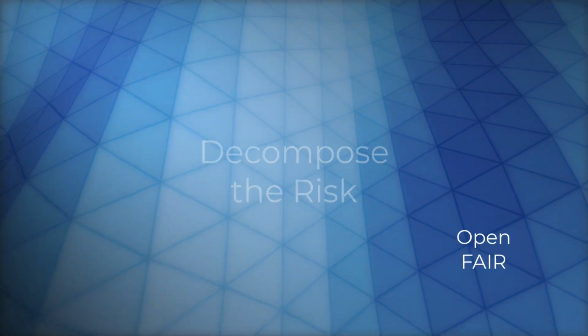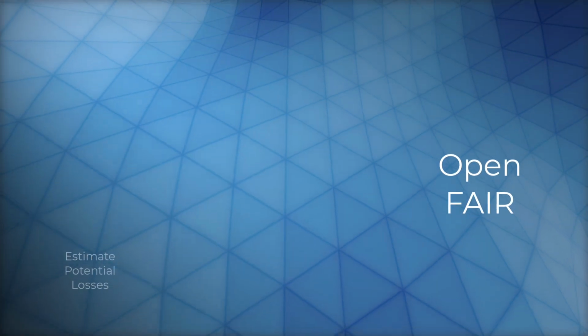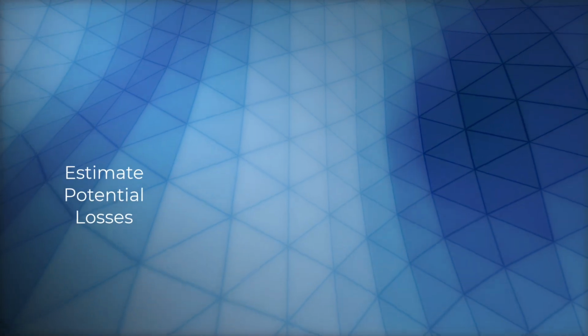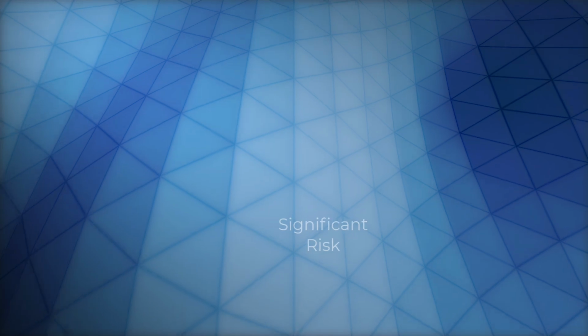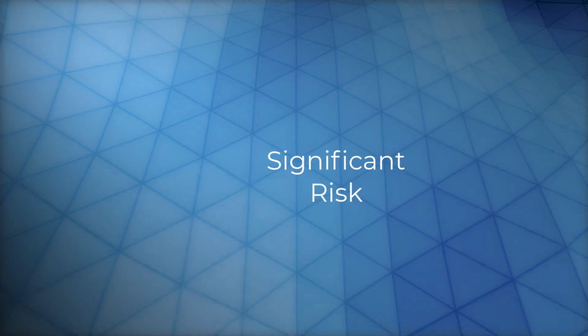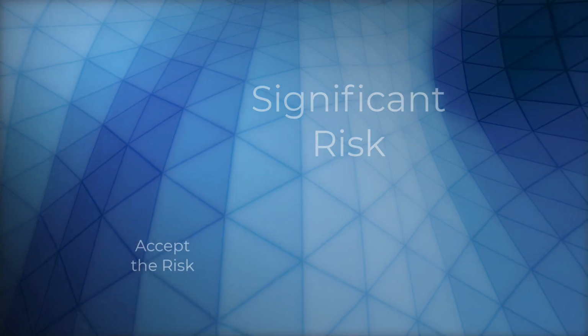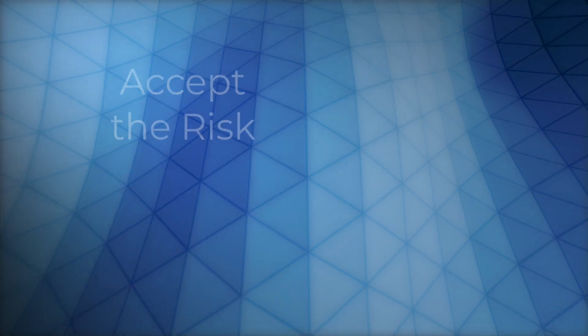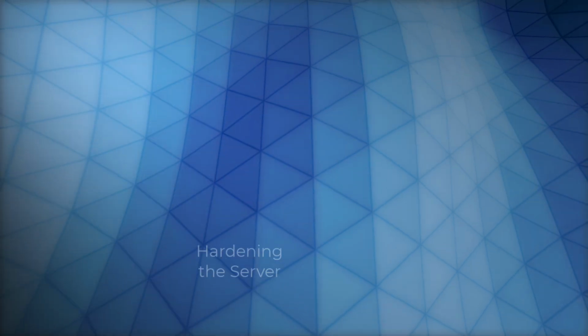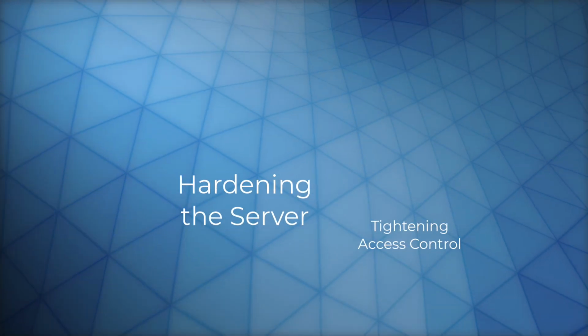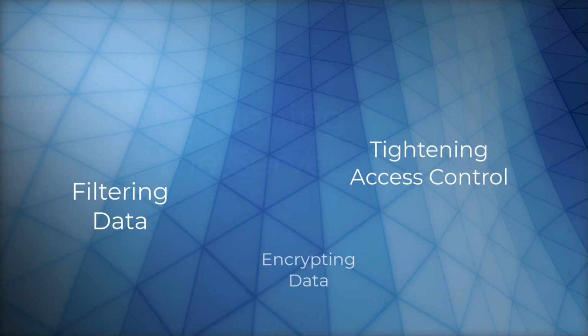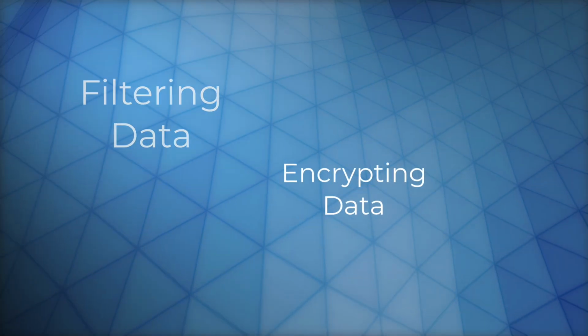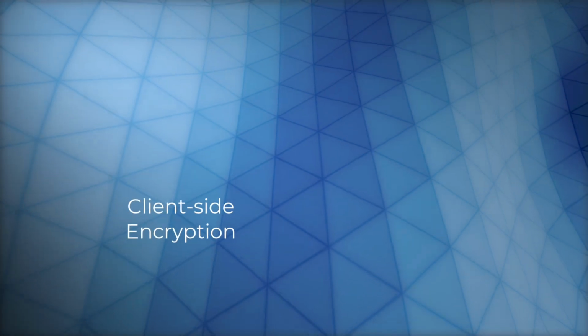Methodologies like open-fair help us to do so and to estimate the potential losses by decomposing the risk in its constituent components. This is useful to determine if the risk is significant enough to invest some resources on it. In fact, you might decide to accept a risk that might lead to a loss of $1,000 in the next year. If you decide to do something, you have multiple options, including hardening the server, tightening access control, filtering data, encrypting data at rest with transparent encryption, and adopting client-side encryption.